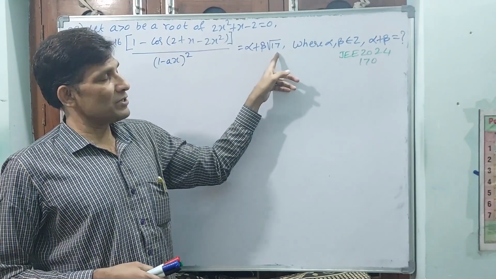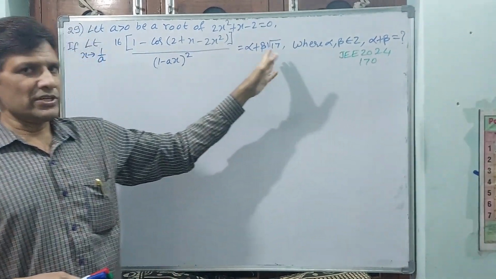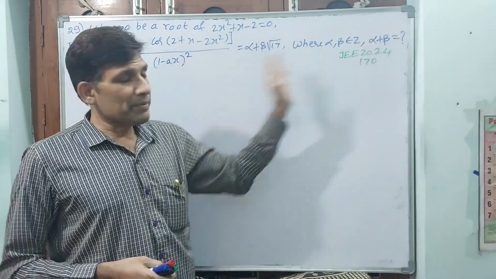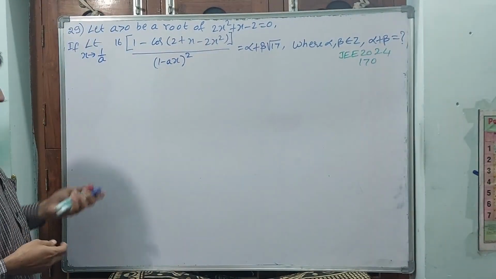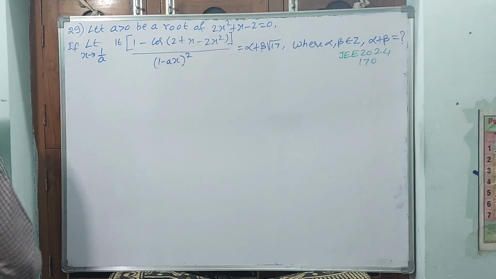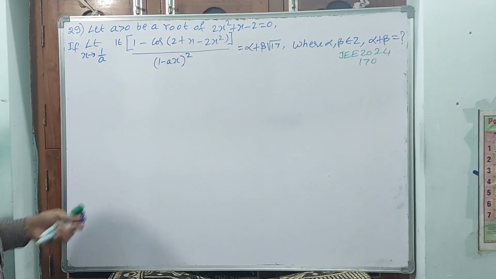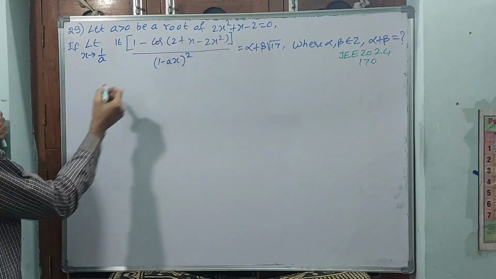Alpha plus beta into root 17, where alpha, beta belong to Z, that means integers. Alpha plus beta value is how much, they are asking. See, this is not an easy question, it is a complex question, I can say an advanced level question. Observe how we are going to solve this. First of all, let me solve this.